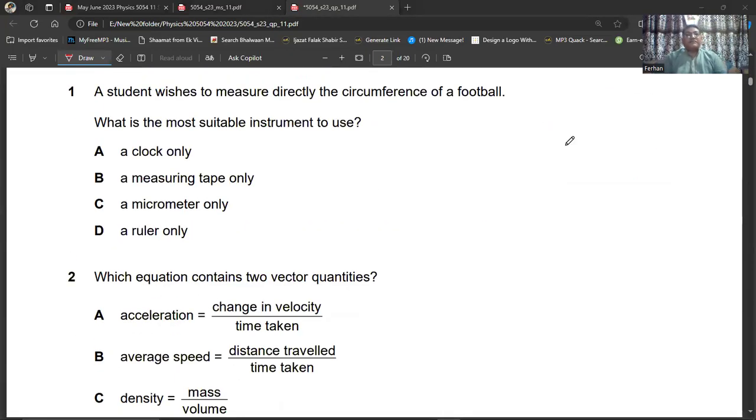Question number 1. A student wishes to measure directly the circumference of a football. What is the most suitable instrument to use? If you want to measure the circumference of a football directly, then the best thing will be something which can be wrapped around the circumference of the football. So I think the best thing will be the measuring tape. So I think B is the best option. Question number 1, B is the right answer.